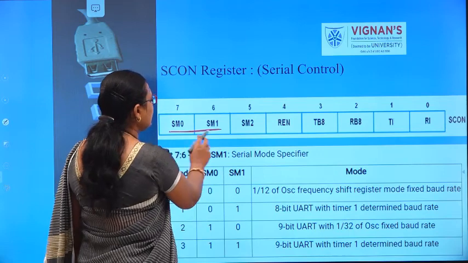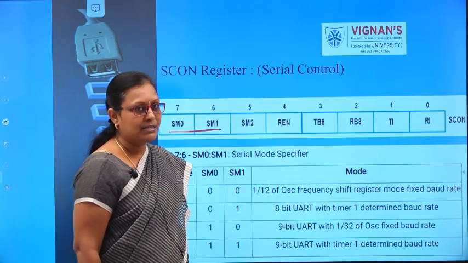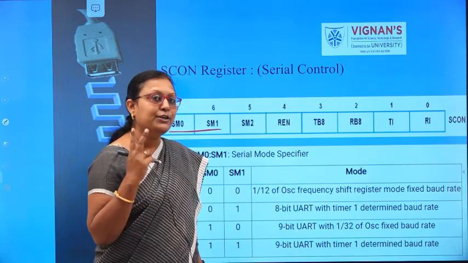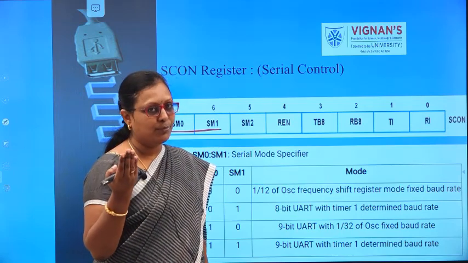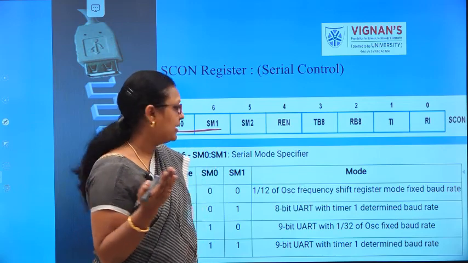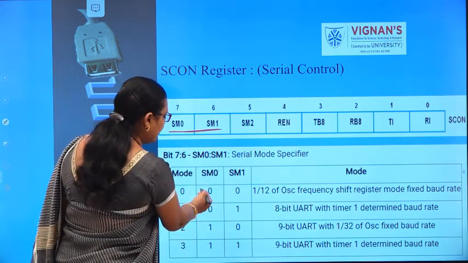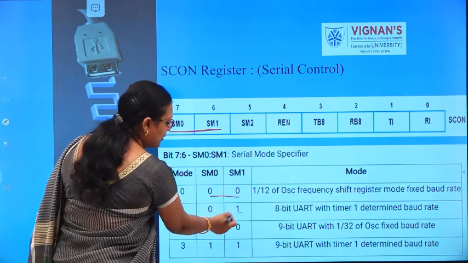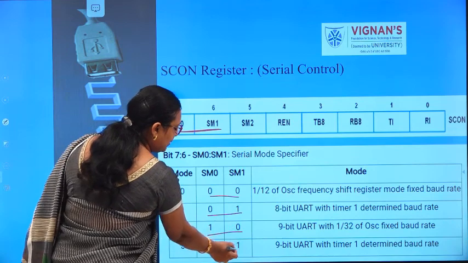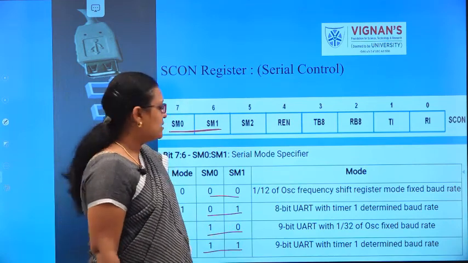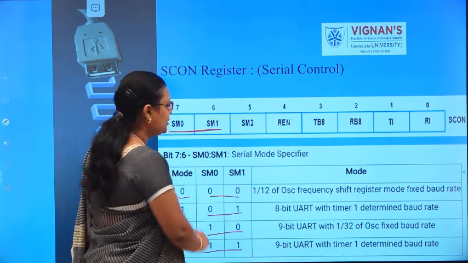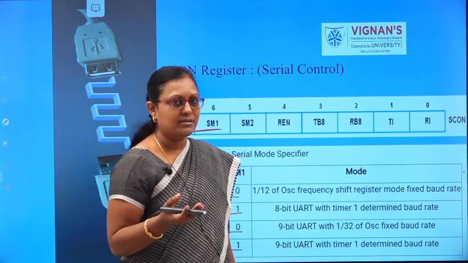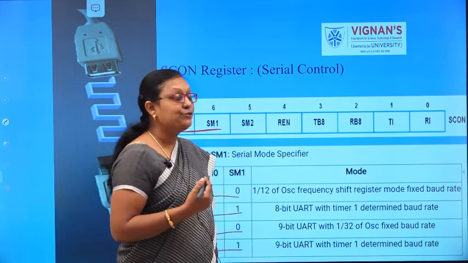Bits number 7 and 6 are for the serial mode specifier. Since we are allocating 2 bits for this, we can have 4 combinations, so you can get 4 types of modes: 00 is mode 0, 01 is mode 1, 10 is mode 2, and 11 is mode 3. Mode 0 is the shift register mode with a fixed baud rate. Your baud rate cannot be changed in this mode.